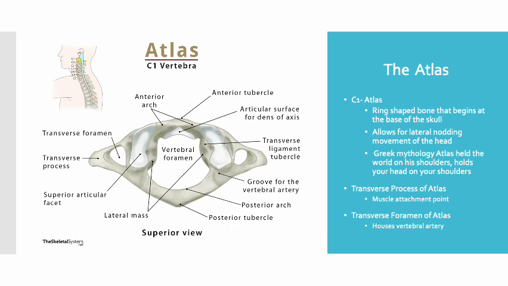But C1 is called the atlas. The atlas is a special shaped vertebrae. So if you look back at the other vertebrae, this one looks a lot different. It has a really big foramen, and it doesn't really have the processes or the spinous processes on it like the other cervical vertebrae do. This one's designed specifically to support the head. So this allows for your head to be upright and nod back and forth and side to side.